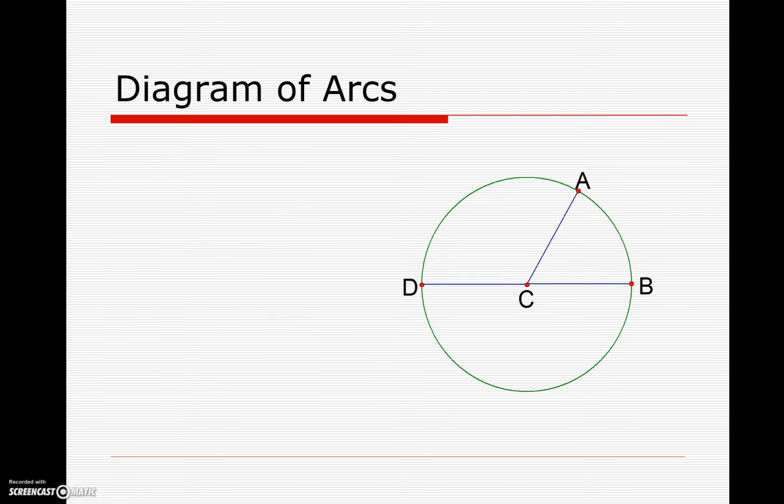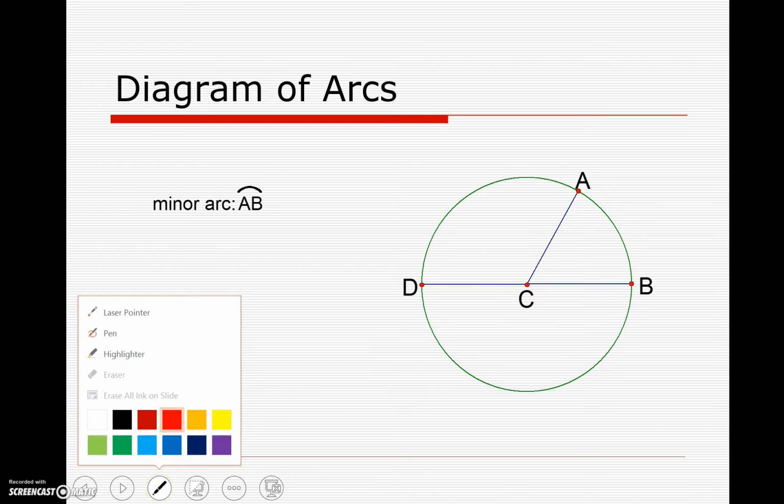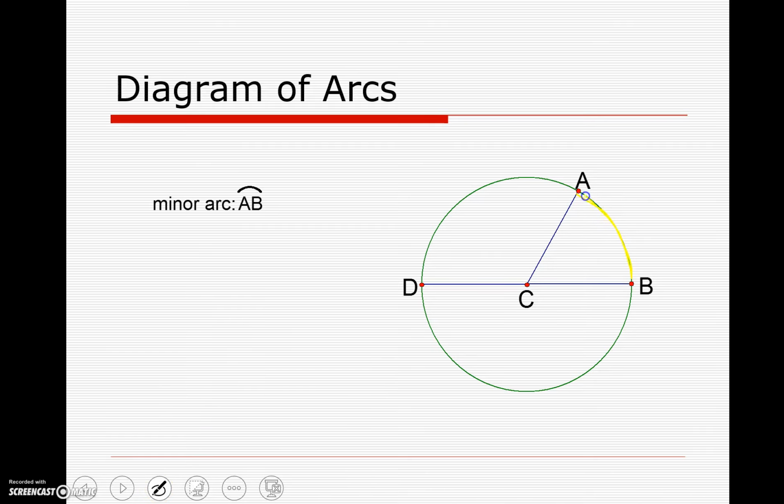Let's do a couple of examples with this so I can show you through a diagram. So for example, a minor arc here would be AB. Since we're using 2 letters, it has to be less than 180 degrees. So our focus is going to be on this piece of the circle right here. So this is our minor arc AB. The second one is the major arc, which is ABD.